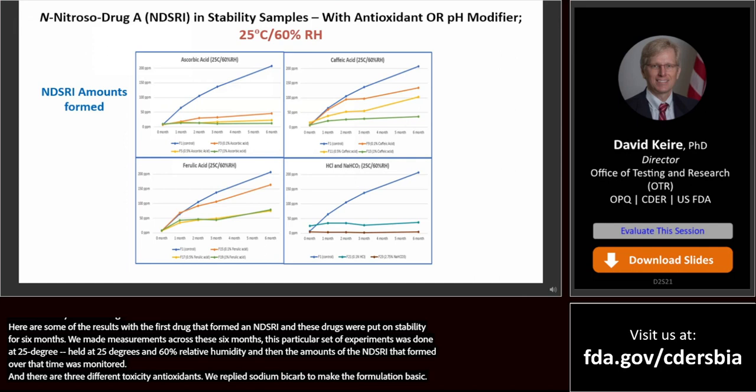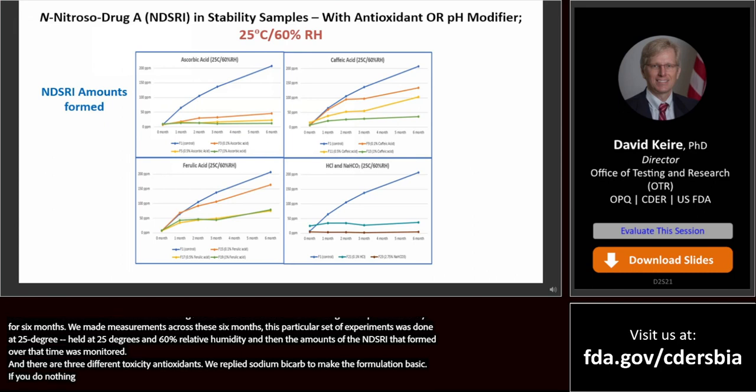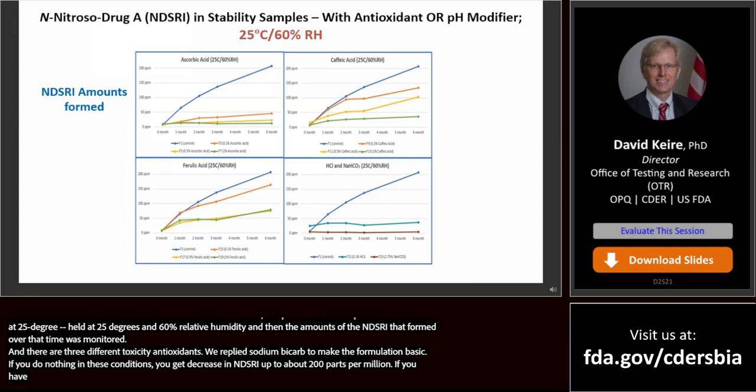In each case, the blue line is the control, where we have added no antioxidant or made no change. It's the standard formulation. You can see that if you do nothing under these conditions, you get an increase in the amount of NDSRI over a 6-month time period up to about 200 parts per million. But if you have ascorbic acid, either at 1%, 0.5%, or 0.1%, you get a pretty big inhibition of the formation of that NDSRI.